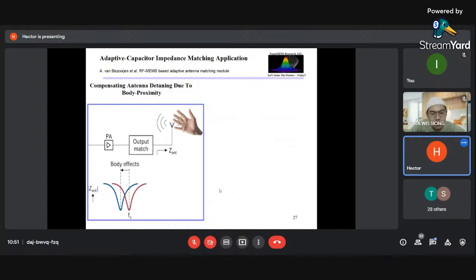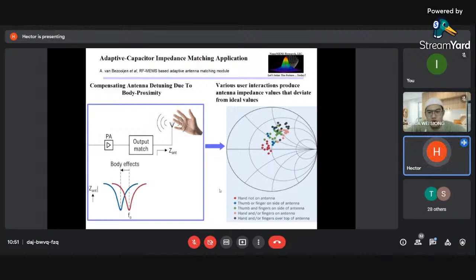A typical application of MEMS capacitors is shown here in the compensation of the detuning of an antenna due to its proximity to the human body. The issue is that objects in the near field of the antenna produce a reduction in the resonance frequency and therefore detune the antenna. When the antenna is detuned, the impedance match between the power amplifier and the antenna deteriorates, and the power efficiency is reduced. The power that is radiated is reduced.